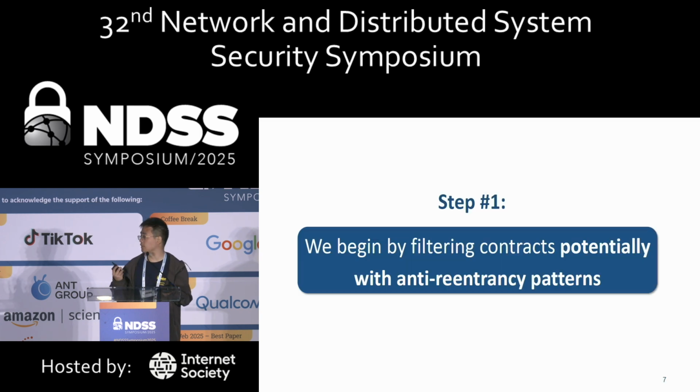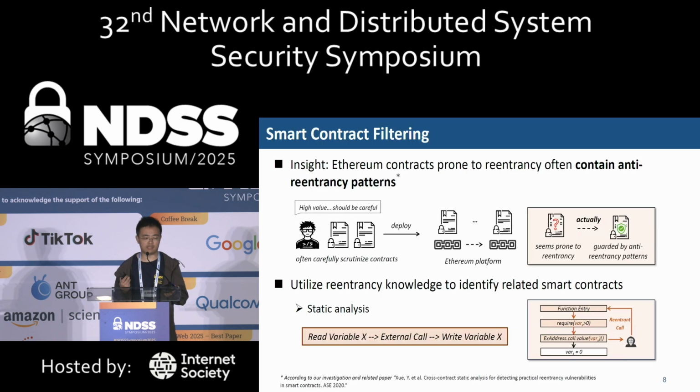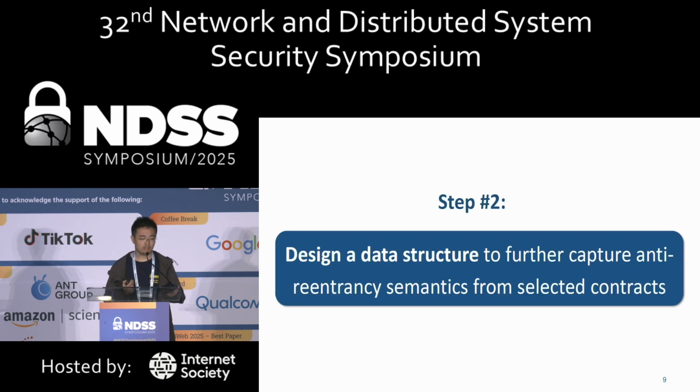Let's see the first step. We begin by filtering smart contracts that potentially contain anti-reentrancy patterns. Our method is based on the insight that Ethereum smart contracts prone to reentrancy often contain anti-reentrancy patterns, so we can utilize reentrancy knowledge to identify those most related smart contracts. After filtering, we further provide data structures to capture the most anti-reentrancy semantics.